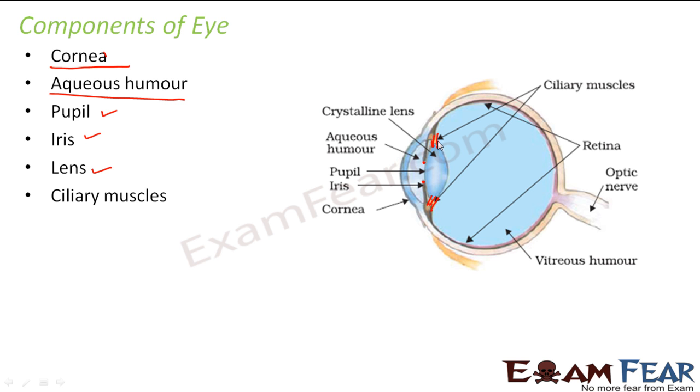These ciliary muscles are present just along with the lens. I mean, the size of the lens is controlled by these ciliary muscles, which are present on either end of the lens. Then you again have a fluid-like substance called vitreous humor. This fluid-like substance fills the entire space of the eyeball. So this whole space is filled with vitreous humor.